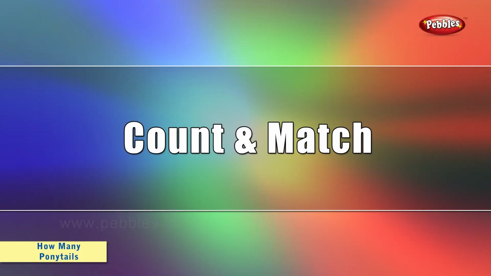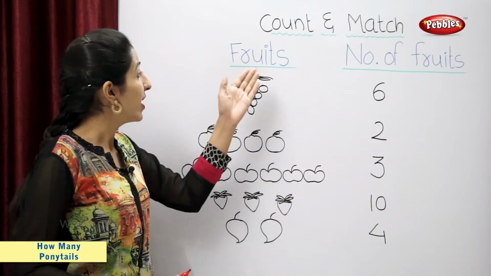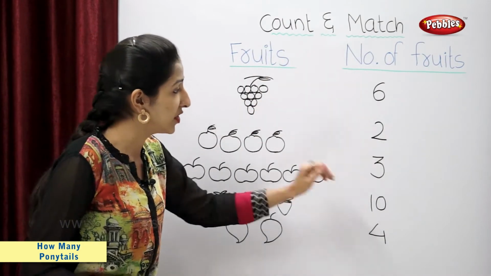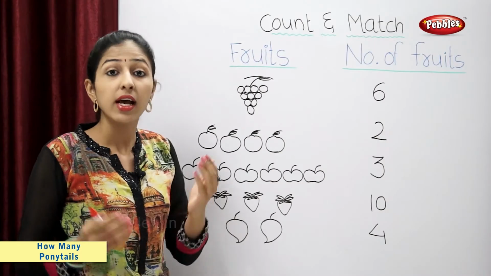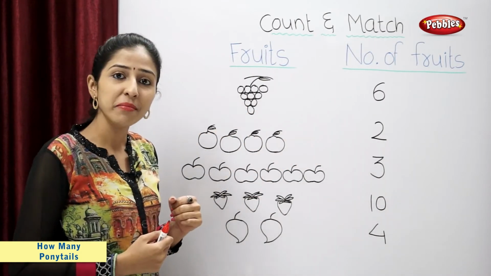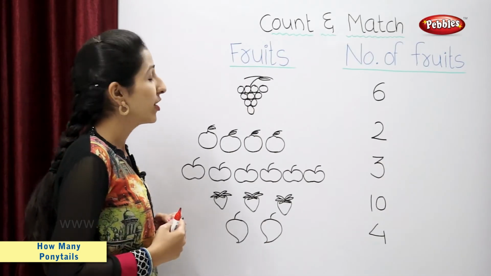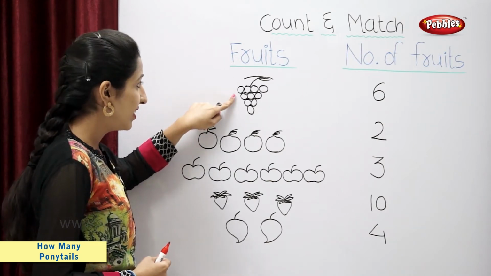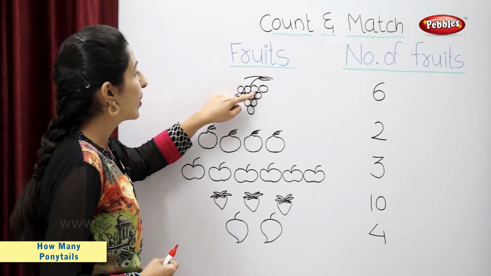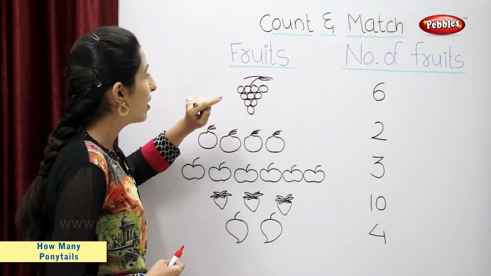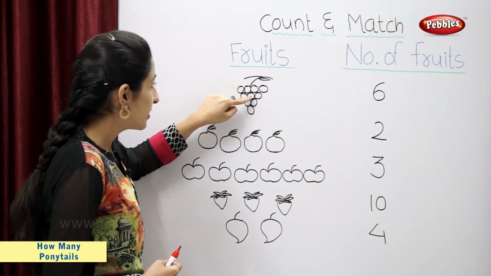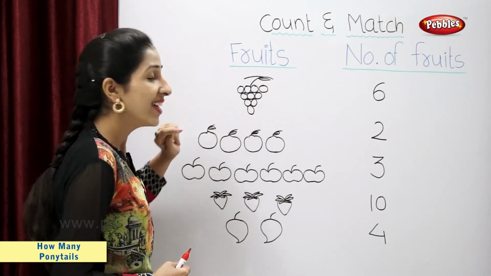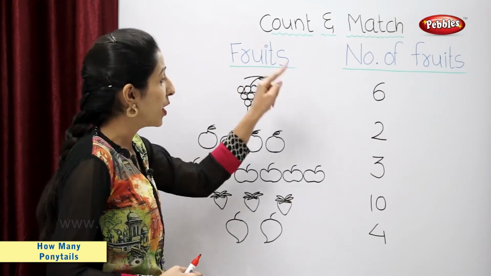Count and match. Take a look at the board. There are fruits on one side and numbers written on the other side. So students, now you help me to match them. So, let's start. First, let's count the number of grapes. 1, 2, 3, 4, 5, 6, 7, 8, 9 and 10. Let's find number 10.